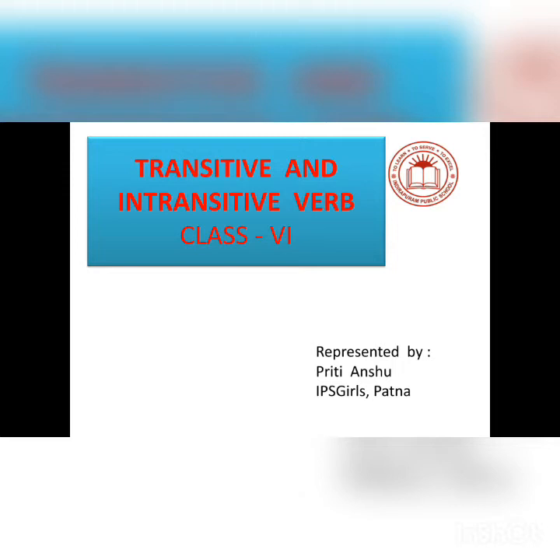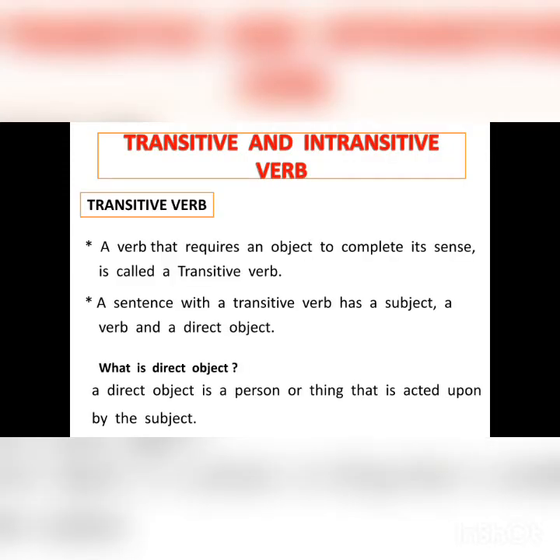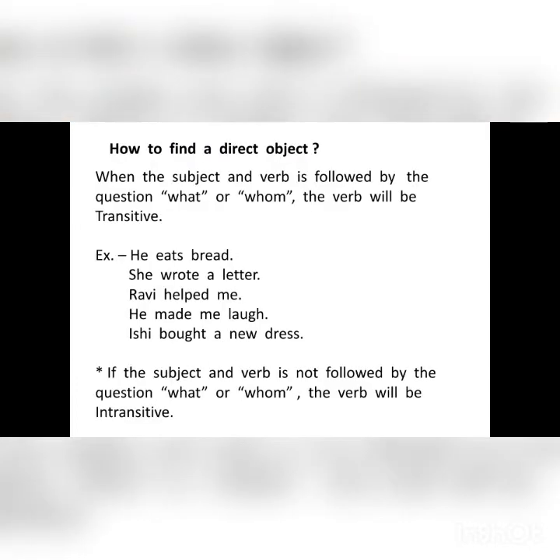In this class today, we will learn about transitive and intransitive verbs. A verb which requires an object to complete its sense is called a transitive verb. And a sentence with a transitive verb has a subject, a verb, and a direct object. Now let's understand it with a few examples.